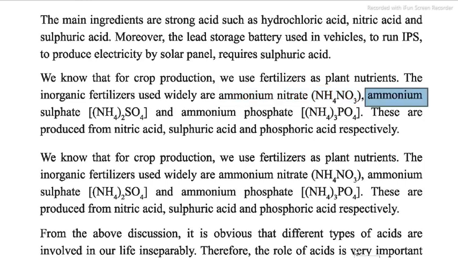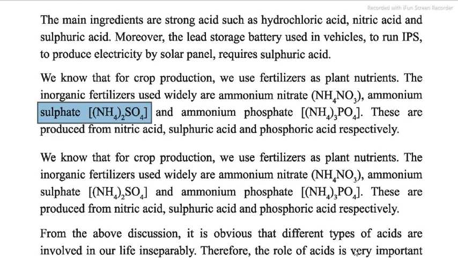Ammonium sulfate. What is ammonium sulfate? Ammonium sulfate is a nitrogenous inorganic chemical fertilizer. Ammonium sulfate is produced by the reaction of ammonia and sulfuric acid. Ammonium sulfate is a white granular substance. In aqueous solutions, it exhibits acidic properties.